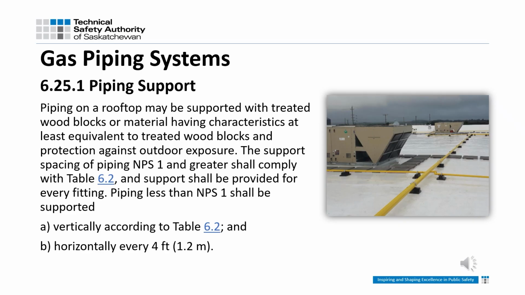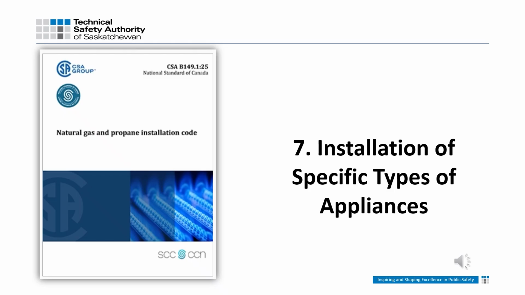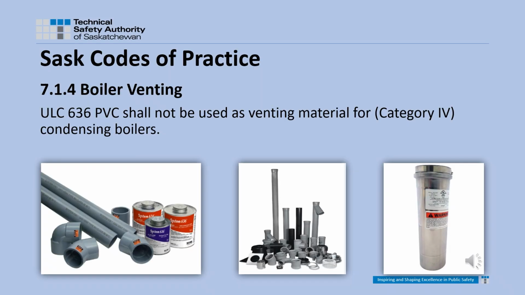Section 7. Installation of specific types of appliances. 7.1.4. This is an interpretation in CSA Codes of Practice. ULC 636 PVC shall not be used as a venting material for Category 4 condensing boilers. Your options may include CPVC 636 venting system, polypropylene system, or stainless steel system. Make sure to follow the venting manufacturer's instructions for installation of their specific product, and use the proper adapter for the appliance as listed by the venting manufacturer.